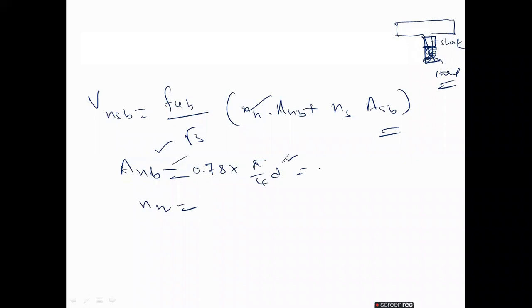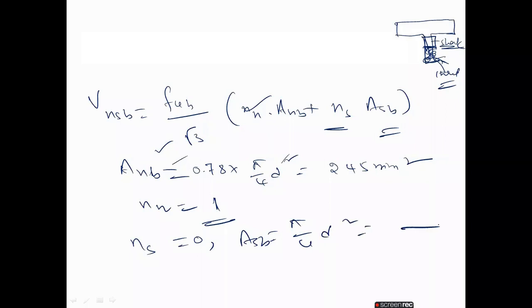So if we substitute in this one, we will get the answer 245 mm square. Same like that, N_n is the number of bolts we are using, only one. So that's why we will take one value here. And next, why? Because it is at the thread, only one condition is happening in the single plane. Next, N_s is at the shank, there are no planes acting. That's why we will take N_s equal to 0 and A_sb equal to pi by 4 d square. We will get some value here.